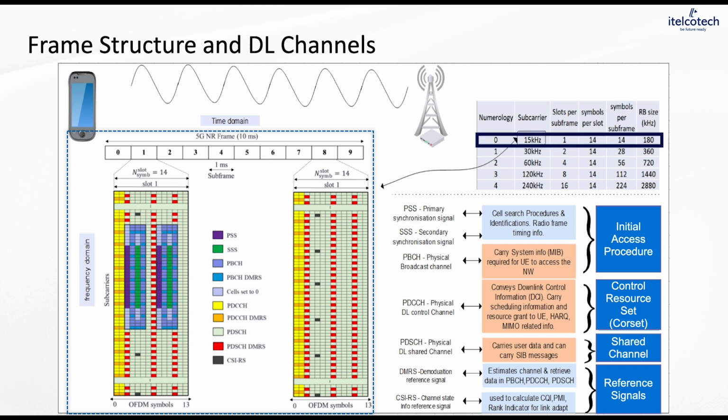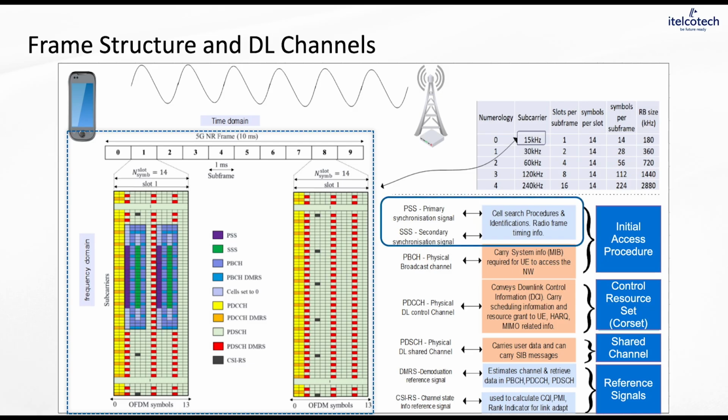Here we are taking an example of numerology of 0 with the 15 kilohertz subcarrier spacing. We have the different allocations of channels here for different purposes. For example, we have here the PSS and SSS, which are the primary and secondary synchronization signals, which are used by user equipment for cell search, for synchronization, and identifying the physical cell ID. It is used for the initial access procedure as soon as the handset is switched on. These are the channels which need to be decoded to have a communication established.